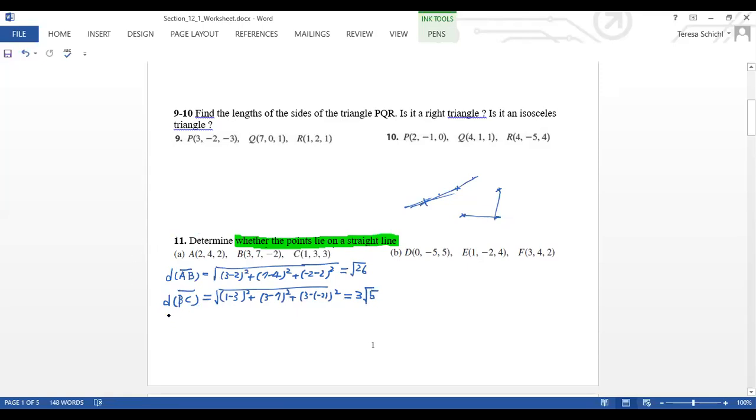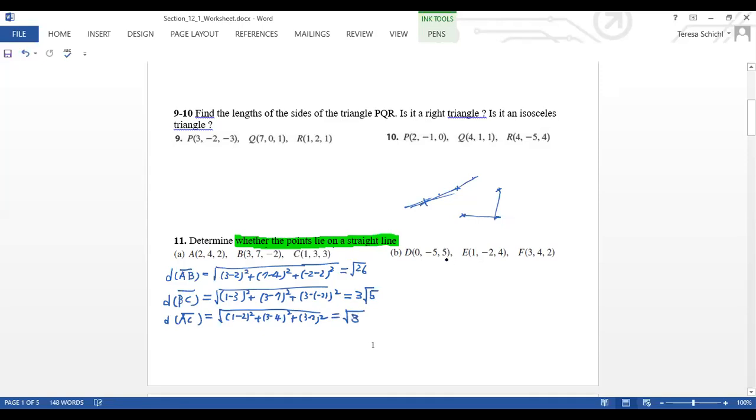Now let's take a look at the distance between A and C. It's 1 minus 2 squared plus 3 minus 4 squared plus 3 minus 2 squared. So this is the square root of 3.